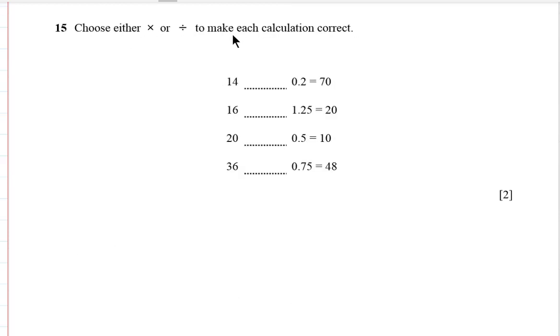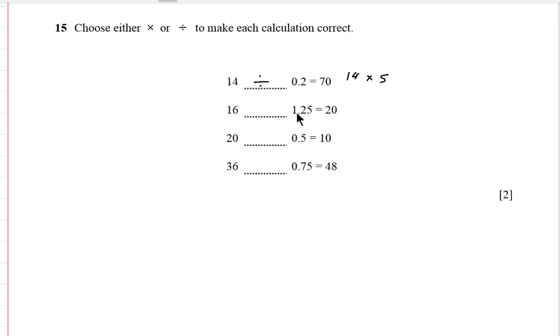Choose either times or divide to make each calculation correct. 14 ? 2.8. Okay, if we make times, it should be 2.8. So of course it will be divide. And if you want to think on it again, we can say that 14 divided by 2 over 10 can be converted to multiply by the reciprocal of 2 over 10, which is 10 over 2, which is 5. And of course 14 times 5 is 70.